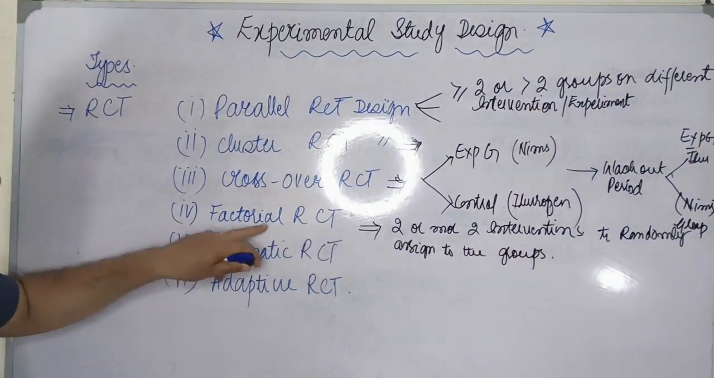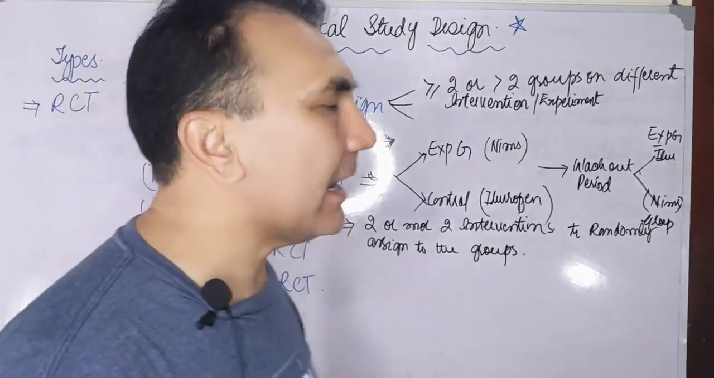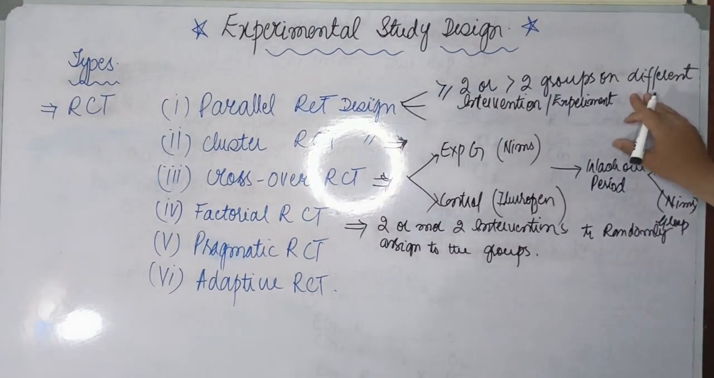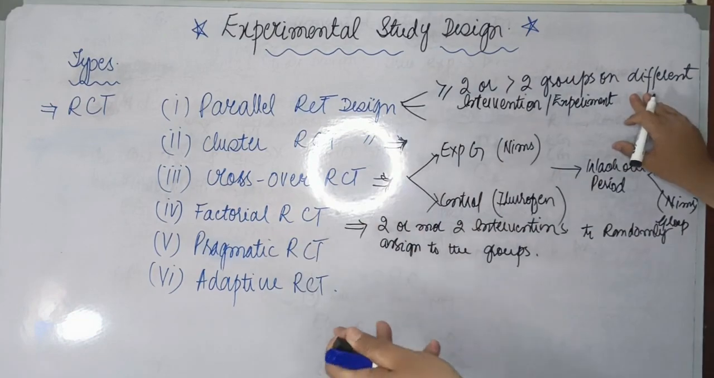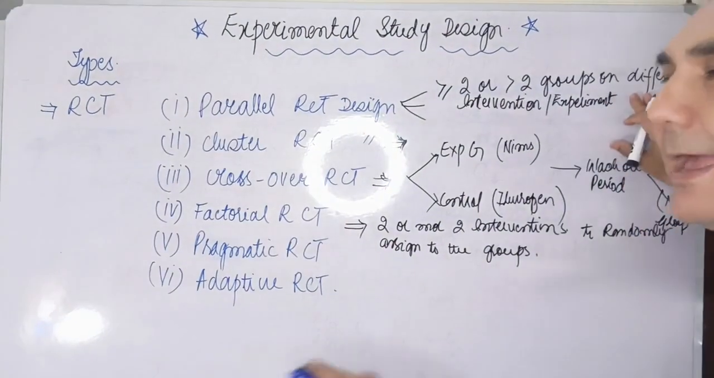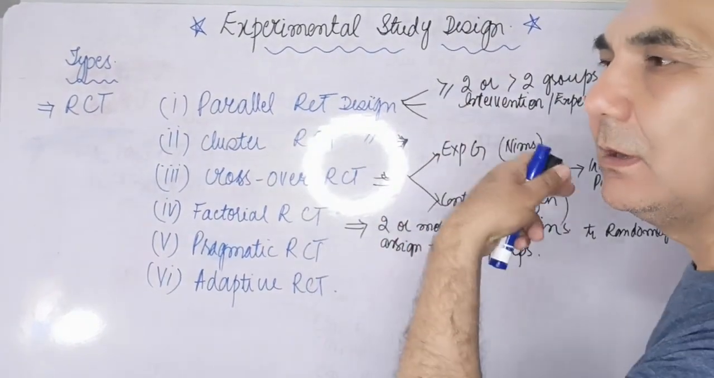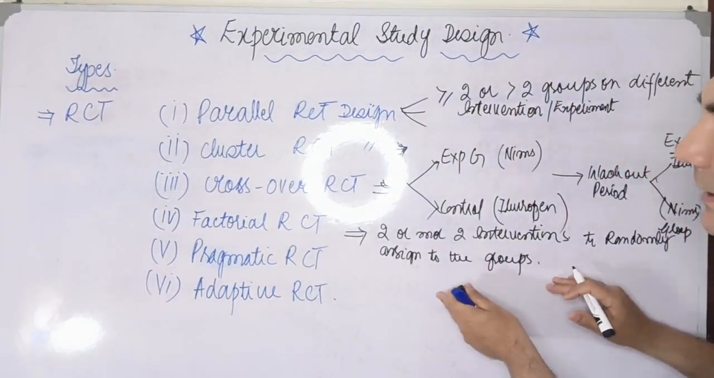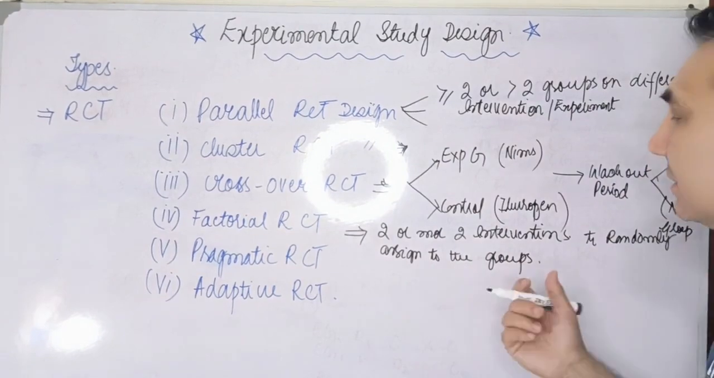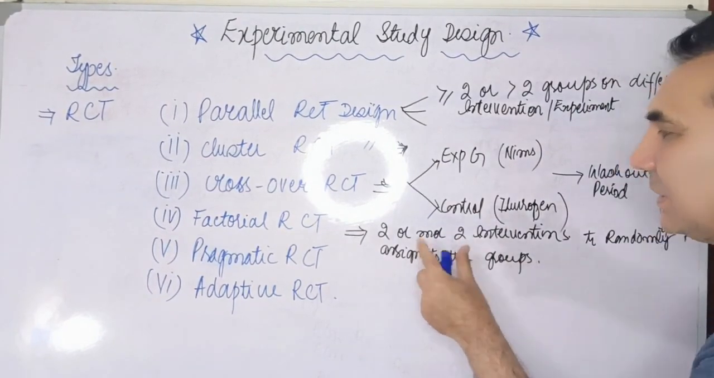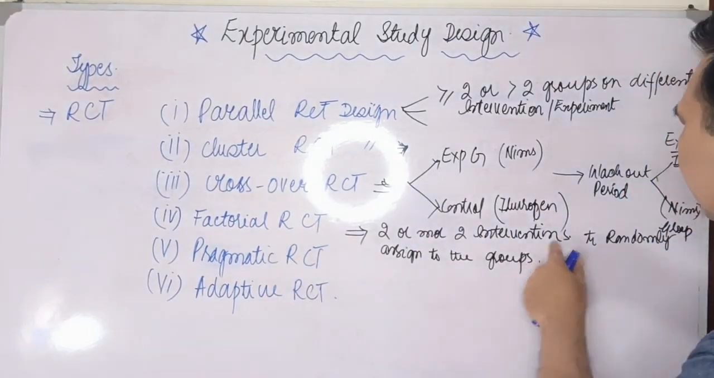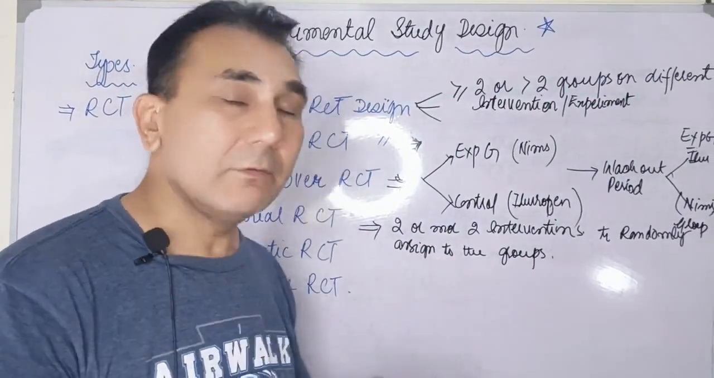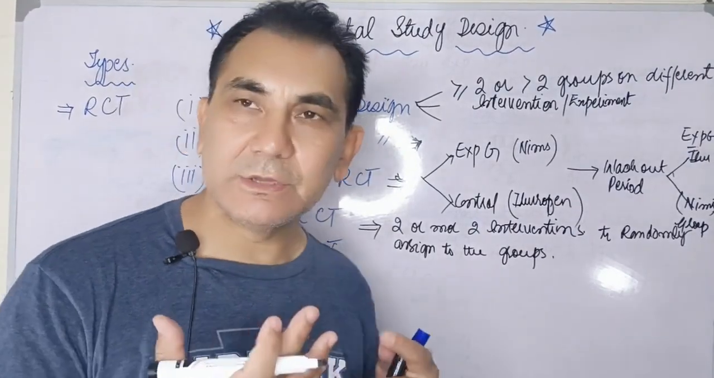The difference between the factorial and the parallel design is that in the parallel design, the researcher recruits two or more groups and assigns the intervention differently to each group. But here in the factorial design, the researcher performs two or more interventions on one randomly assigned group of people.